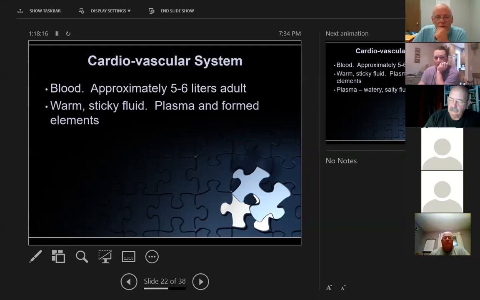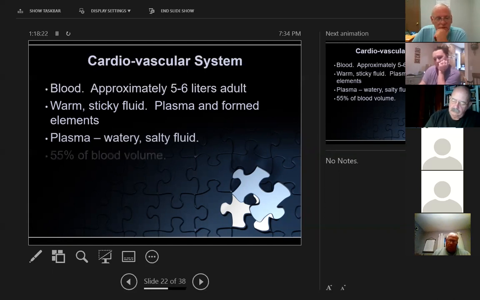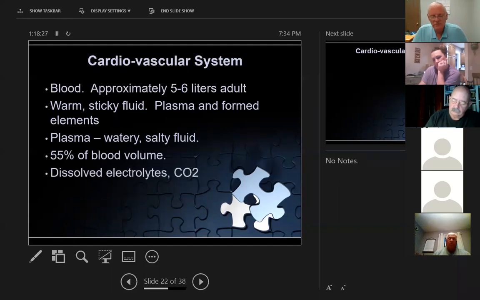Blood's a warm, sticky fluid. It's composed of plasma and formed elements. Plasma is watery, salty fluid. It's about 55% of the blood volume. In it, obviously, is water and dissolved electrolytes. Electrolytes are ions, or we could call them chemicals, but it's things like sodium, chloride, potassium, things of that nature, okay? That's dissolved in that plasma. Also, that's where the carbon dioxide is when it's being returned to the respiratory system. It's dissolved as an acid in the bloodstream, as a carbonic or acetic acid.